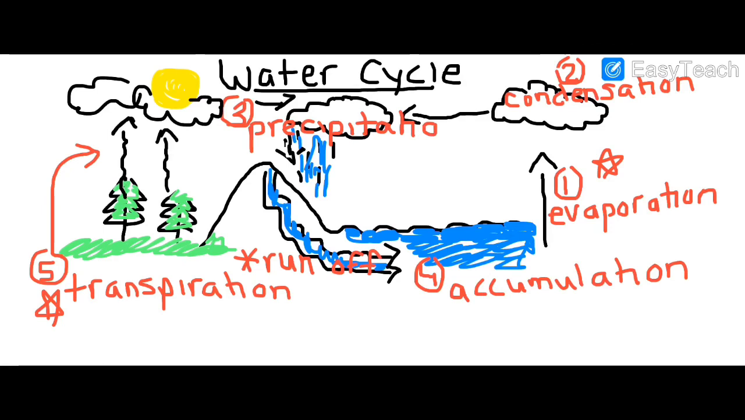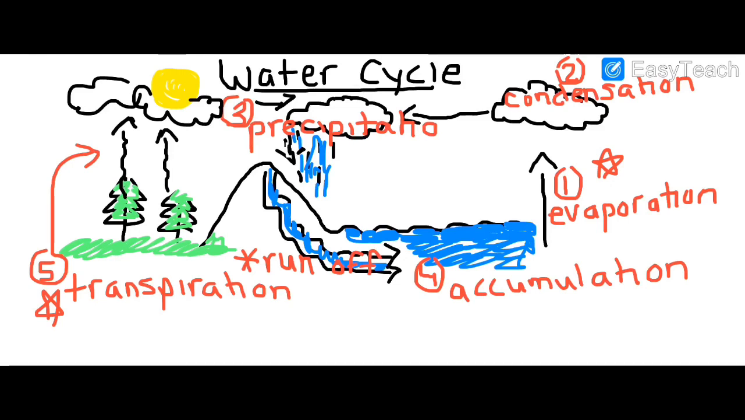So, since it's a cycle, it can technically start at any point, right? But I went ahead and just numbered it. So, evaporation leads to condensation, which leads to precipitation, and then runoff followed by accumulation. If we look at the left-hand side, transpiration, which remember is evaporating, but through the body of a plant. So transpiration to condensation to precipitation to runoff or accumulation.